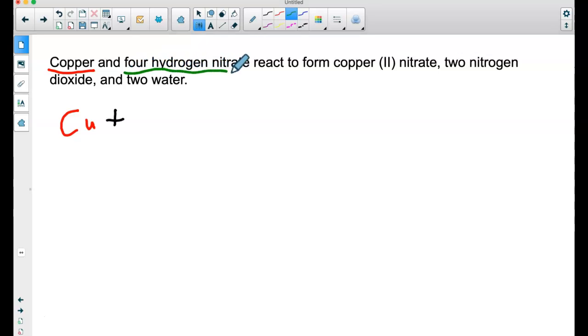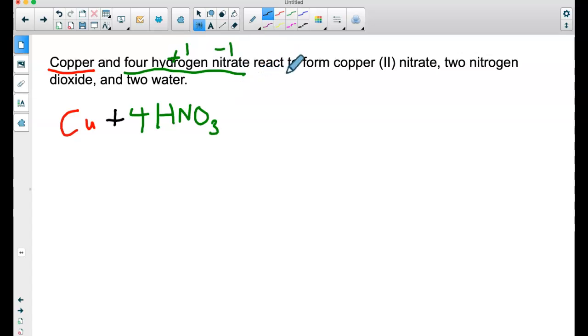So this copper and 4 hydrogen nitrate. So that 4 tells me my coefficient. But to get to the formula, this is where I'm going to need the formula sheet. So I looked it up. Hydrogen is +1. Nitrate is -1. So I'm not going to need any subscripts to get my formula to work out. This is just going to be HNO3.